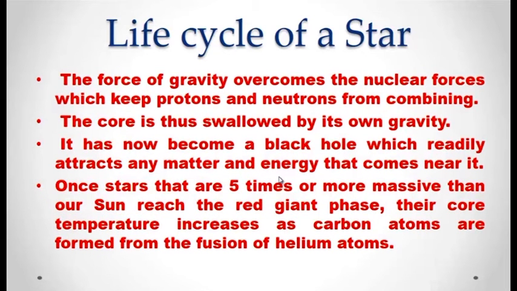Now, the life cycle of a star whose mass is 5 times or greater than the mass of our Sun. After reaching the red giant phase, their core temperature increases as carbon atoms are formed from the fusion of helium atoms. Again, gravity continues. This gravity pulls carbon atoms together as the temperature increases, and additional fusion processes proceed, forming oxygen, nitrogen, and eventually iron. So, carbon is converted into oxygen, nitrogen, and even iron in stars whose mass is 5 times greater than the mass of the Sun.